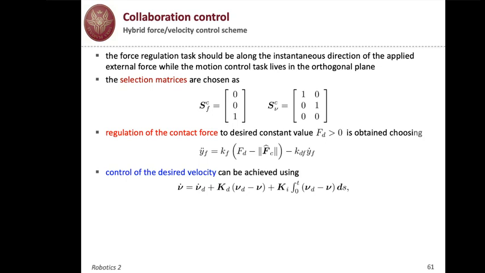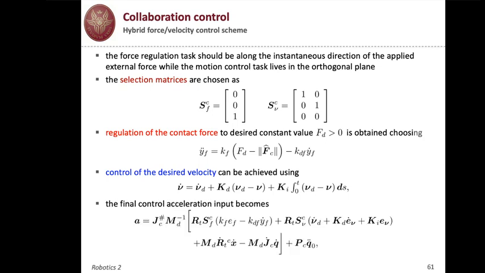In the plane orthogonal to the direction controlled in force, we can impose a desired velocity, which contains a desired acceleration, a proportional term to the velocity error, and a proportional term to the integral of the velocity error, which is in fact a position controller. If we substitute all this into the previous equation, we obtain this final formula.